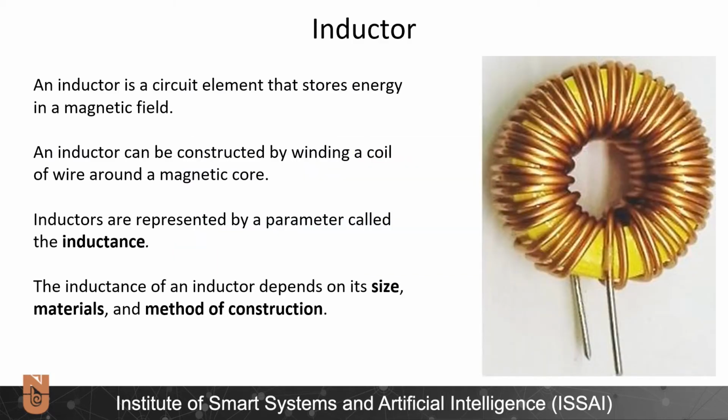An inductor is a circuit element that stores energy in a magnetic field. An inductor can be constructed by winding a coil of wire around a magnetic core, as shown here. In this case, we have a copper wire wound around some type of ferrite core. Inductors are represented by a parameter called the inductance. The inductance of an inductor depends on the size of the inductor, material used, and method of construction.